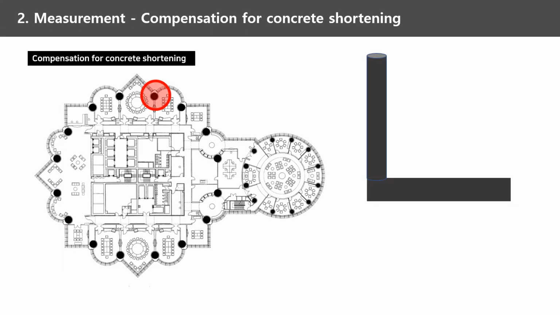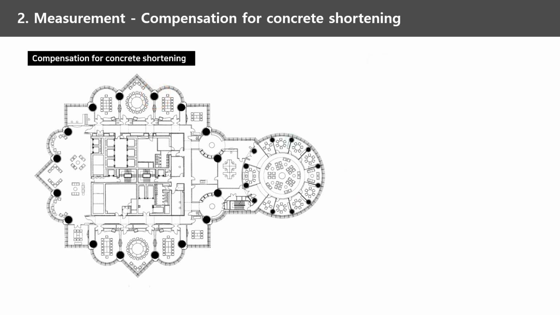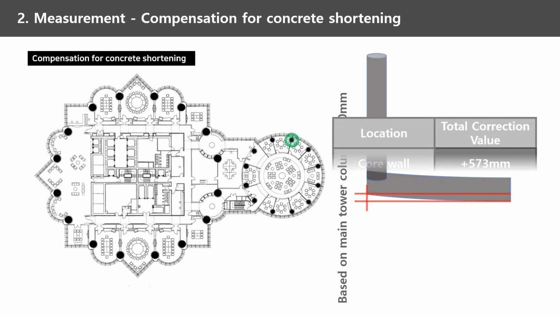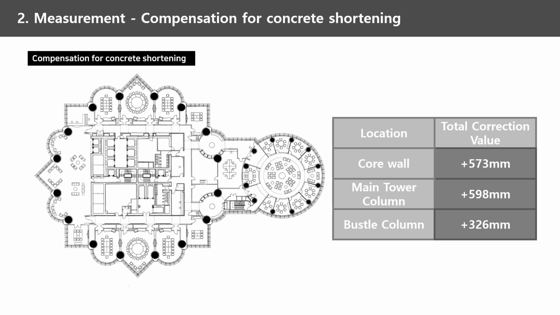Through these measurements, the main tower column had a maximum of 35 mm camber from the core level, and the basal tower column had a maximum of 10 mm camber from the main tower column. For total correction value, the core wall and main tower column had about 600 mm, and the basal tower had about 300 mm of camber.